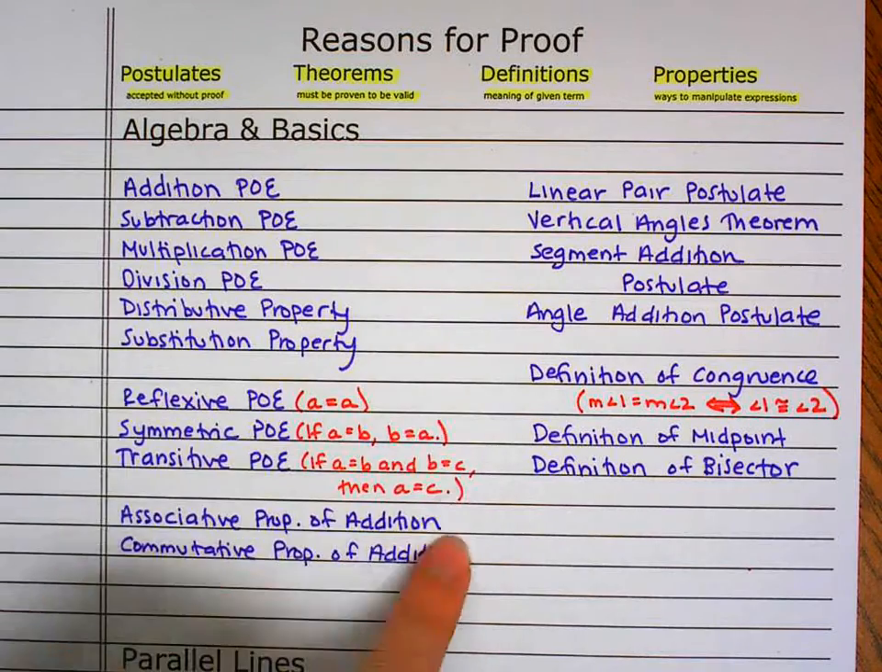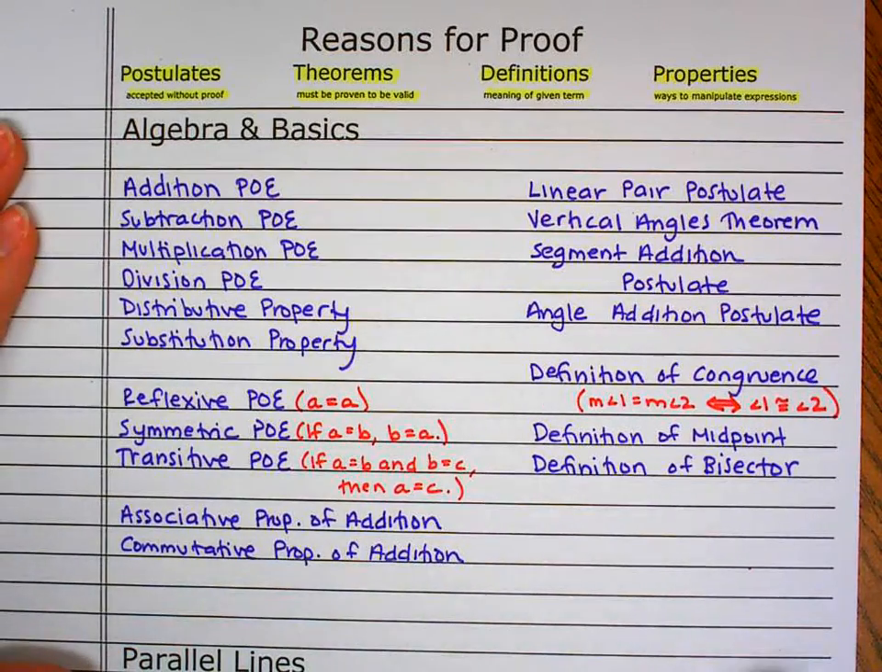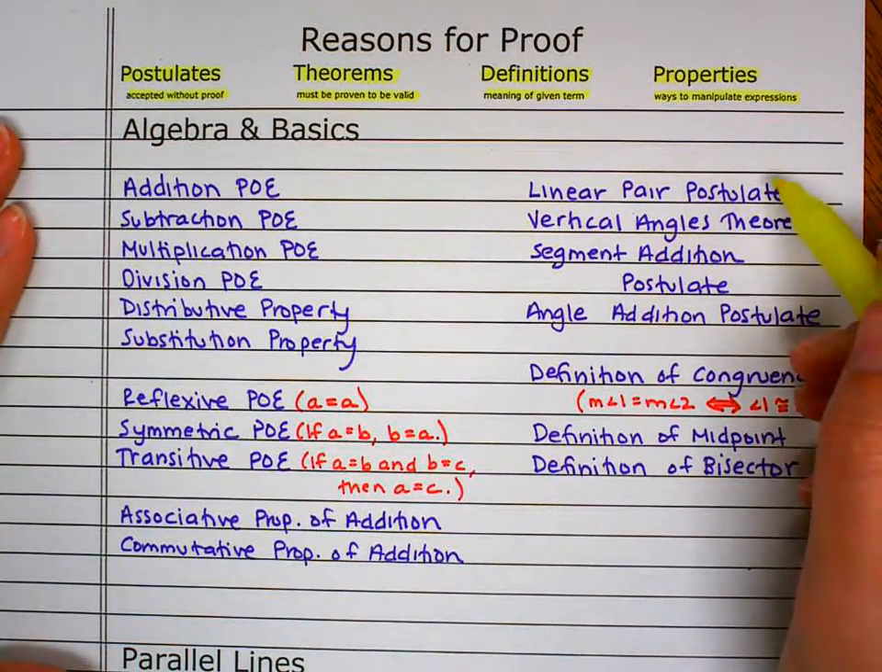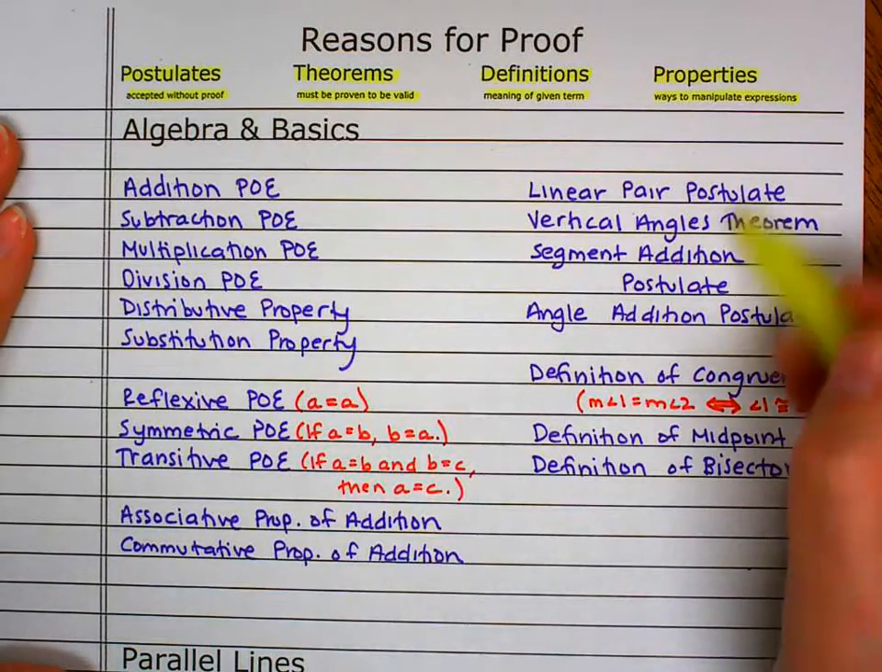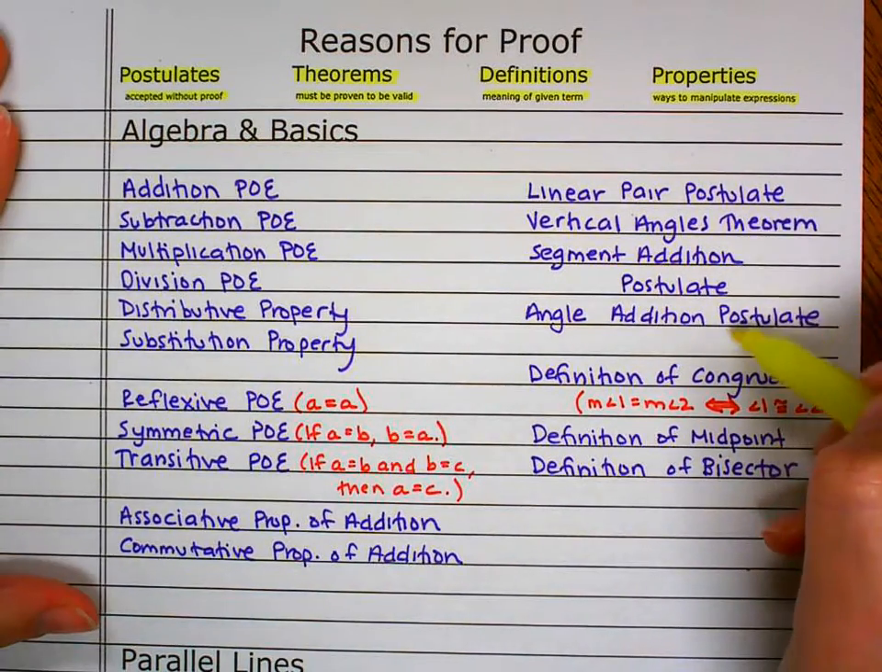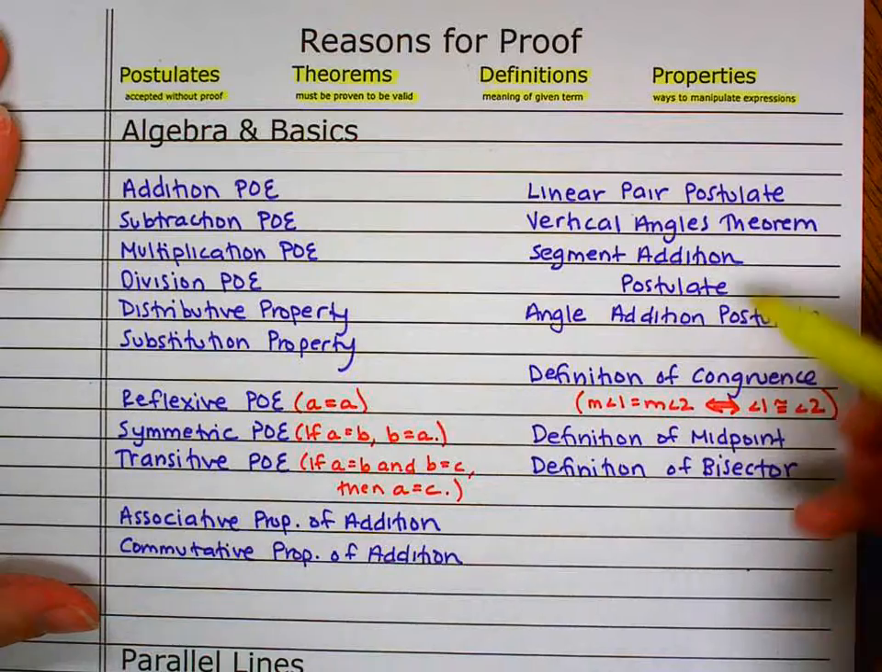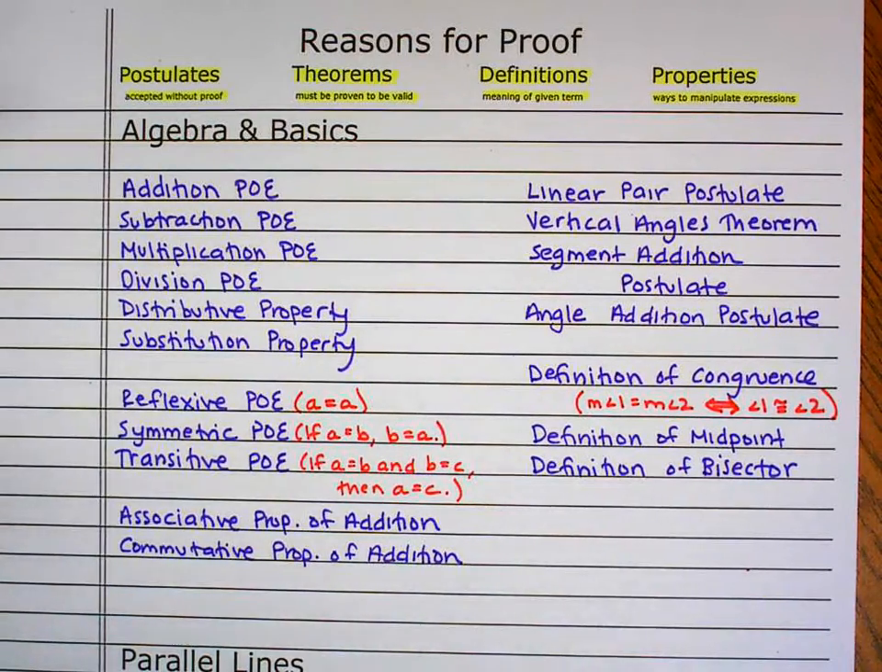On this side, I have things that are more geometry based. So on top, there's 4 postulates and theorems. 3 of them are postulates over original building blocks, 1 theorem that we will use in our proofs, and then a list of 3 definitions that you might need to use along the way.